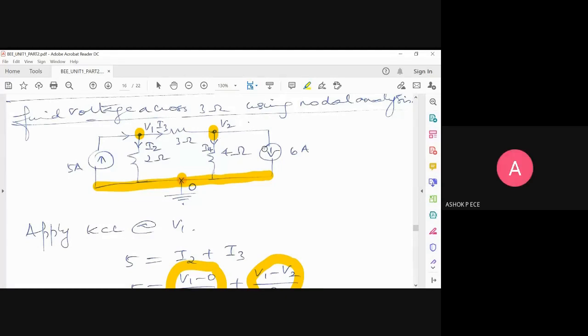No, see, 6 amperes is coming away from the node, right? The 6 amperes is coming away. Only one current is entering, and it is splitting into two. So I3 equal to I4 plus 6.